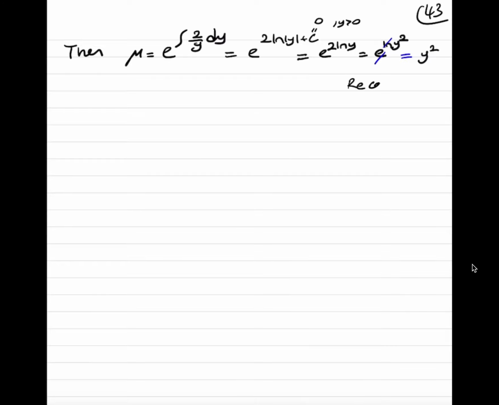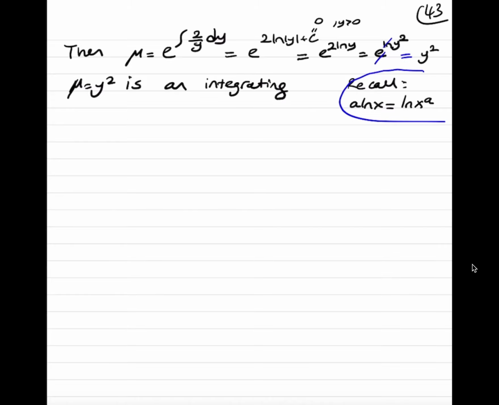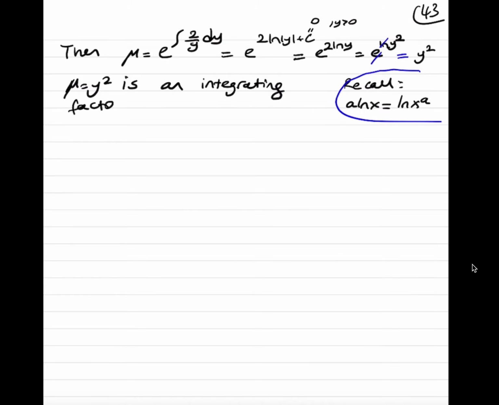Recall, I use this formula whenever you have a coefficient in front of ln x, we can take it upstairs as a power: ln x to the power a. We have such a formula. Okay, then mu equals y squared is an integrating factor. This was the end of part B.